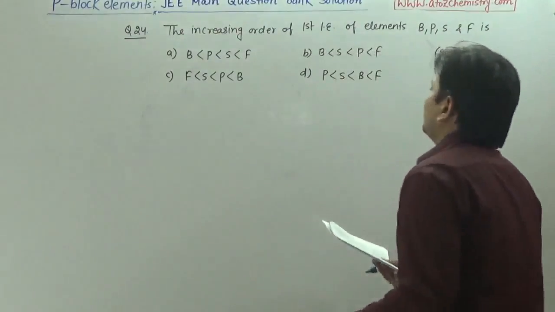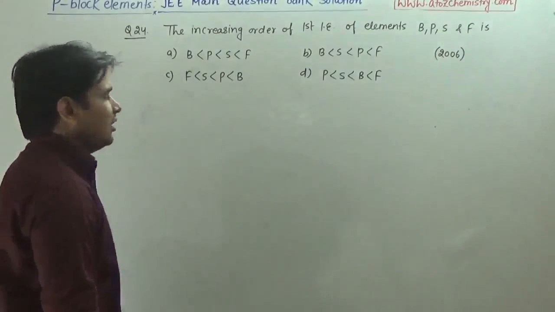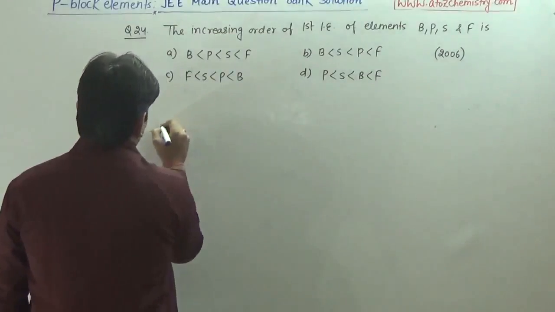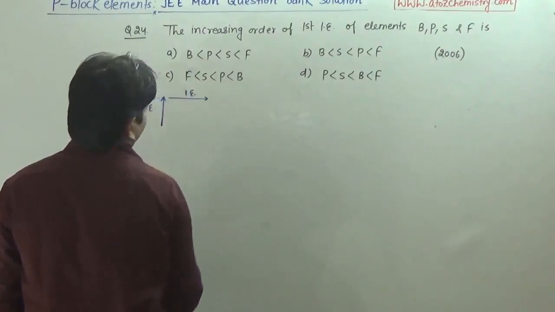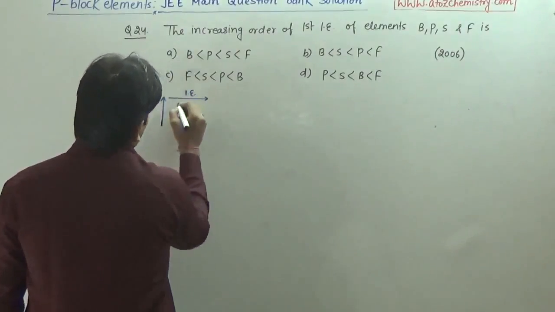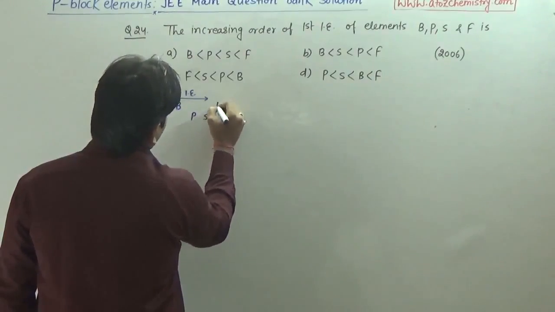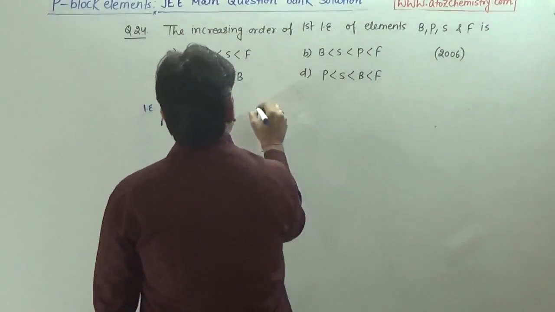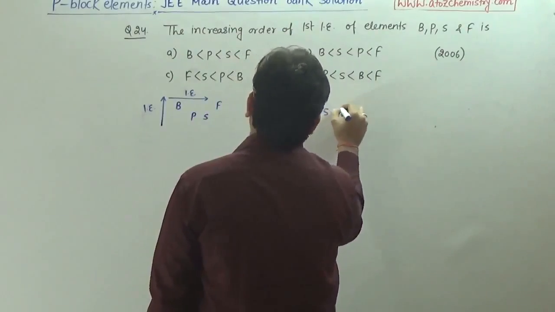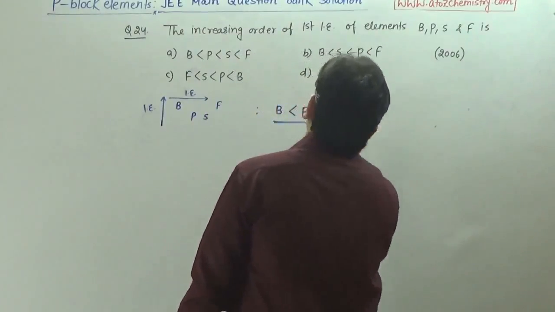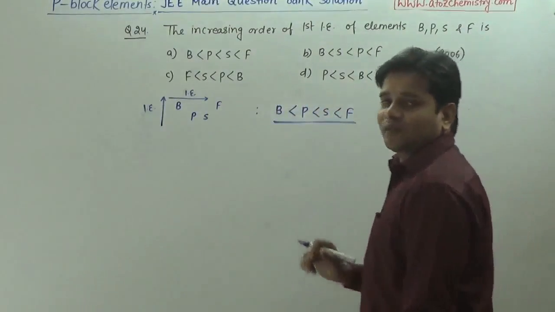The question is the increasing order of first ionization energy. If you look at the trend of ionization energy in the periodic table, it increases upward in a group and from left to right in a period. If you look at the positions of the elements given, boron is here, phosphorus is here, sulfur is here, fluorine is here. In this way you can say that the ionization energy order will be boron less than phosphorus, then sulfur, then fluorine. So this is the trend-based answer.